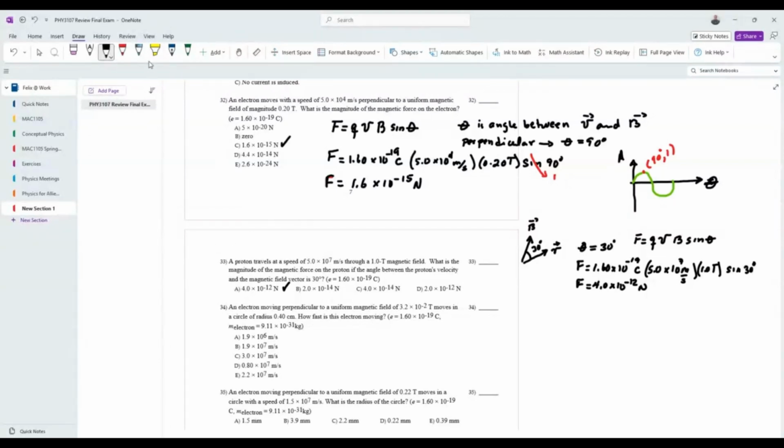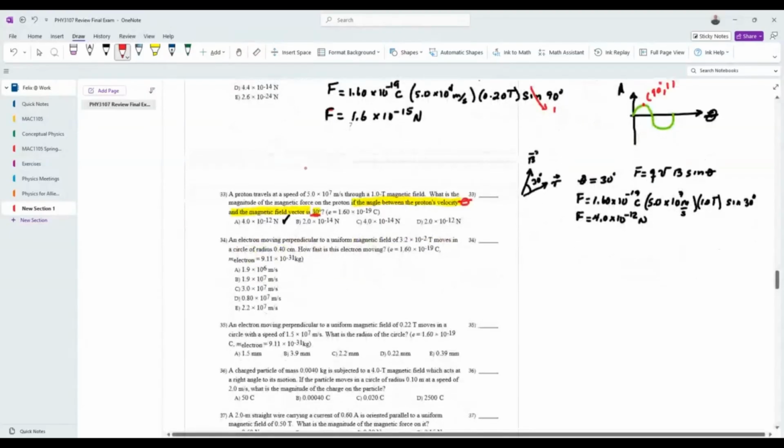Now, what is important to highlight in this case, when they say find the magnitude of the magnetic force of the proton if the angle between the proton's velocity and the magnetic field vector is 30 degrees, theta is that angle. It's just 30 degrees. Okay? Now let's see the other one.